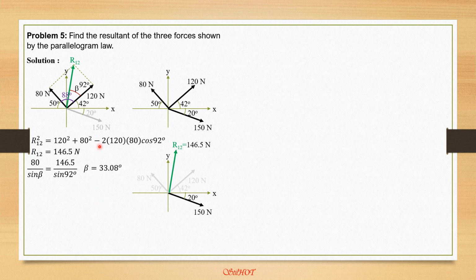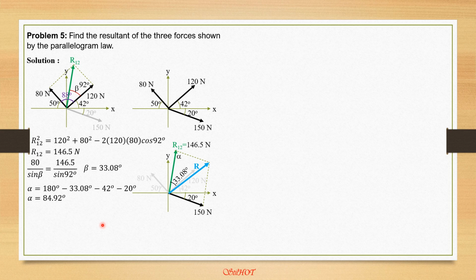So the angle between the resultant R12 and 150 Newton force, therefore the measure of this angle here is 20 plus 42 plus 33.08, and this is the parallelogram formed on the vectors of these two forces, and that's the resultant. So we need to compute alpha. Alpha is 180 minus 33.08 minus 42 minus 20. So alpha equals 84.92 degrees.